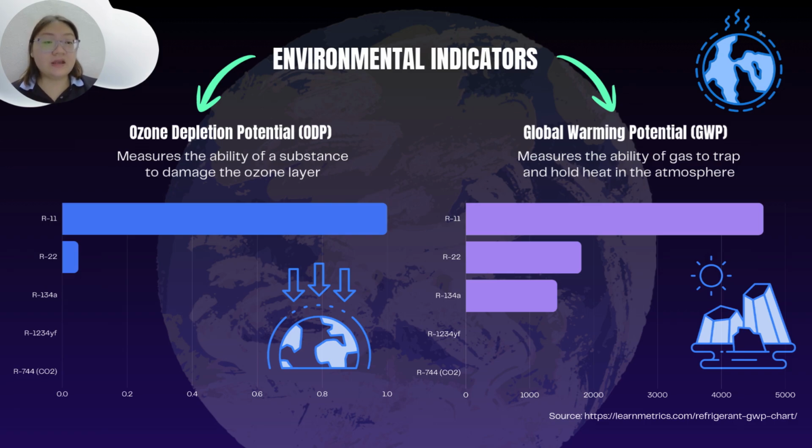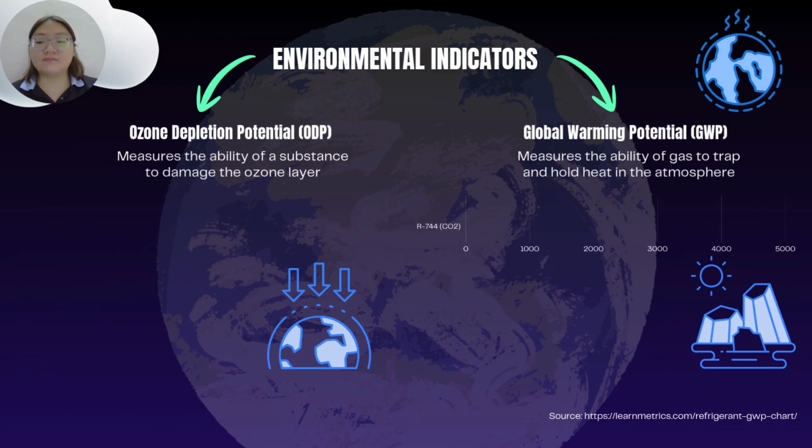In comparison, R1234YF has zero ODP and a very low GWP of 4, while carbon dioxide also has zero ODP and a GWP of 1. Therefore, R1234YF and carbon dioxide are considered more environmentally sustainable alternatives.